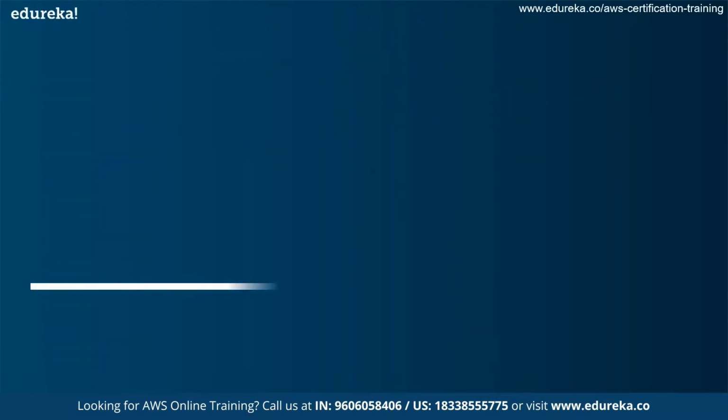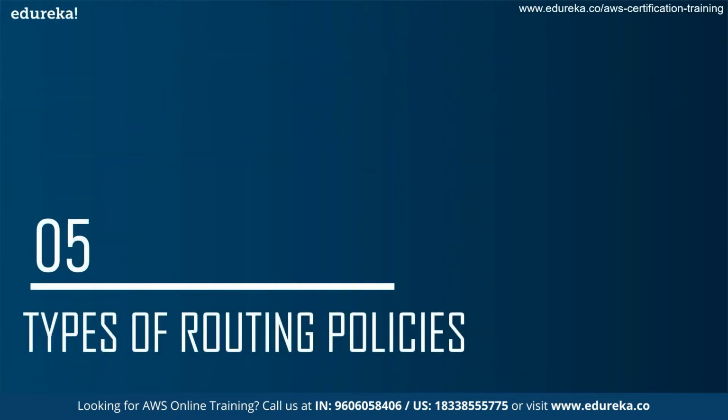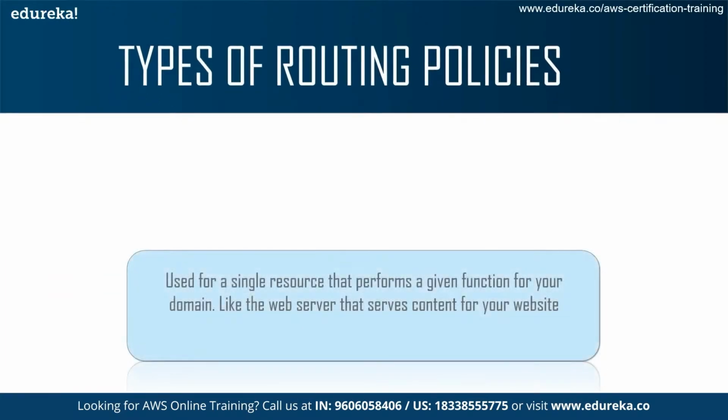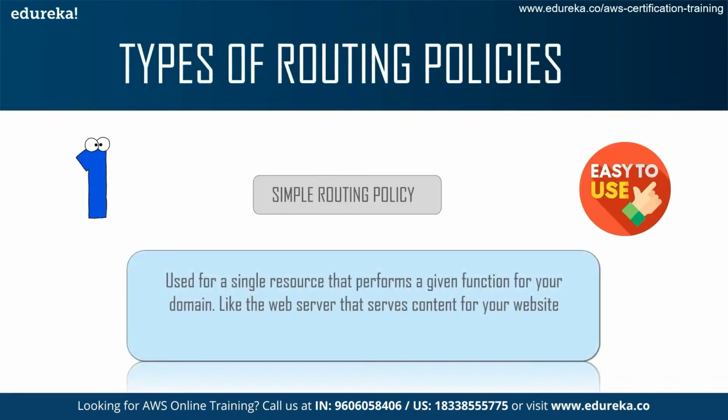Next up, we come to the types of routing policies. So the first routing policy is the simple routing policy, which is used for a single resource that performs a given function for your domain, like the web server that serves content for your website, right? So that is simple routing policy where you're using a single resource that performs a given function, right?